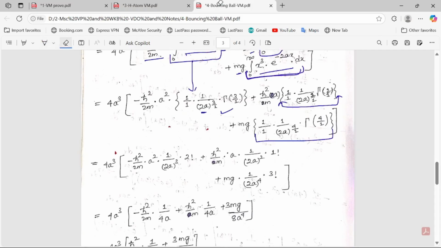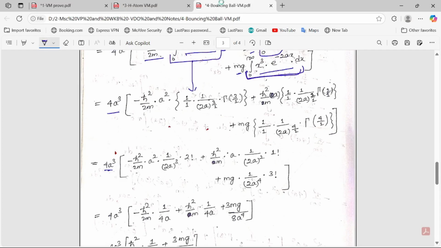Okay, now we are going to simplify. Here minus 4aq already is there, as such it has been written minus h cut square by 2m, minus h cut square by 2m a square. Here 1 by 2a to the power 3, 1 by 2a to the power 3. Here gamma 3 means 2 factorial, minus this one h cut square by m a, 1 by this term 1 by 2a square, 1 by 2a square. Here gamma 2 means 1 factorial. Then this one 1 by 1 means 1, 1 by 2a to the power 4 means 2a to the power 4, gamma 4 nothing but your 3 factorial.